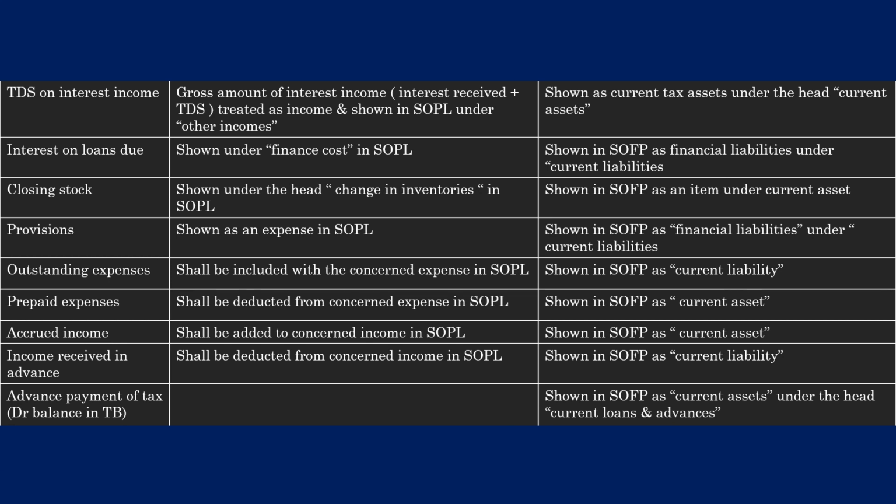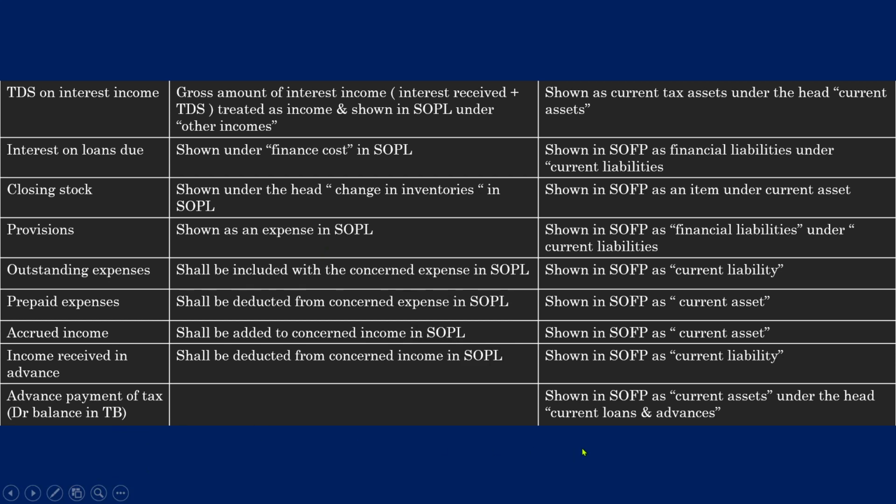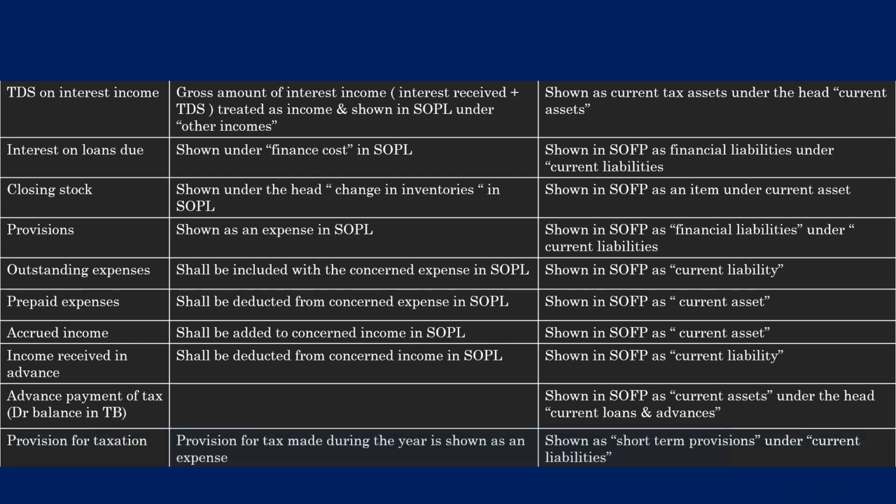There will not be any adjustment that has to be done in the statement of profit and loss, because there will not be any other information regarding advance payment of tax. It will be one item that will be shown in the trial balance. It will not be provided under additional information. Usually it will be shown in the trial balance as a debit balance item. So you have to show this particular item in the current assets under the head current loans and advances. Next one, provision for taxation.